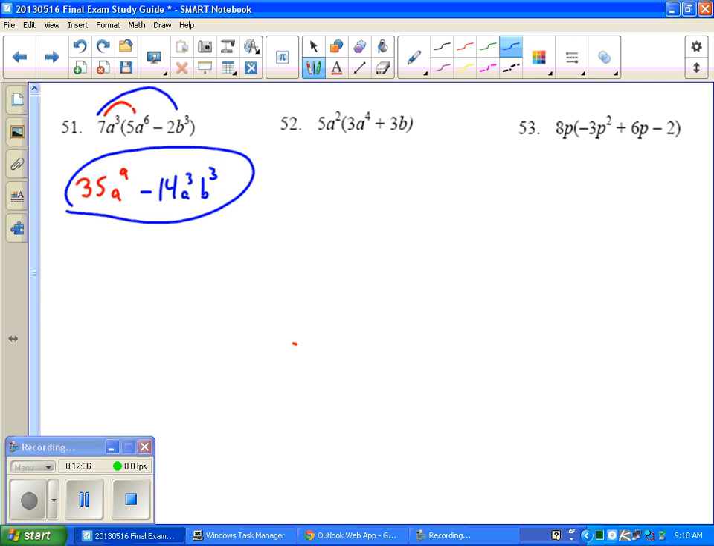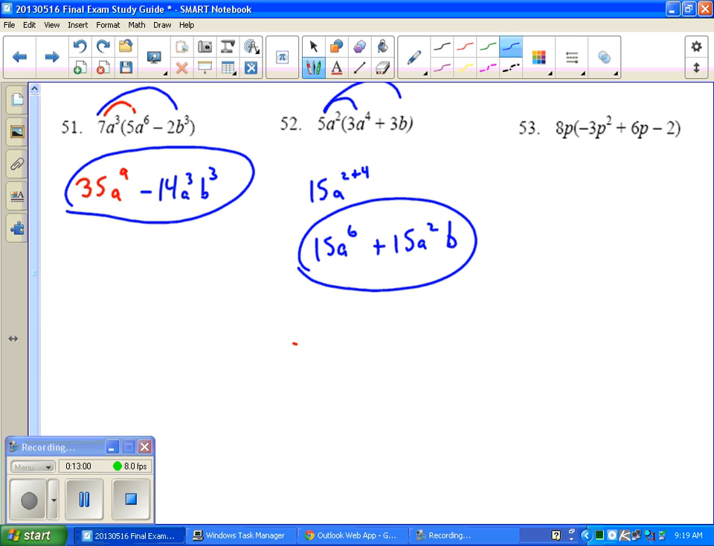5a squared times 3a to the fourth plus 3b. 5a squared times 3a to the fourth. 5 times 3 is 15. A squared times a to the fourth becomes a to the 2 plus 4, which is 15a to the sixth. And 5a times 3b. 5 times 3 is plus 15. A squared b. Again, you don't add a and b's exponents because they're not the same base.